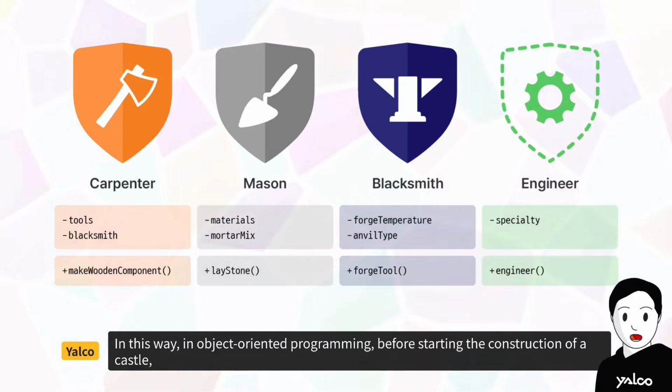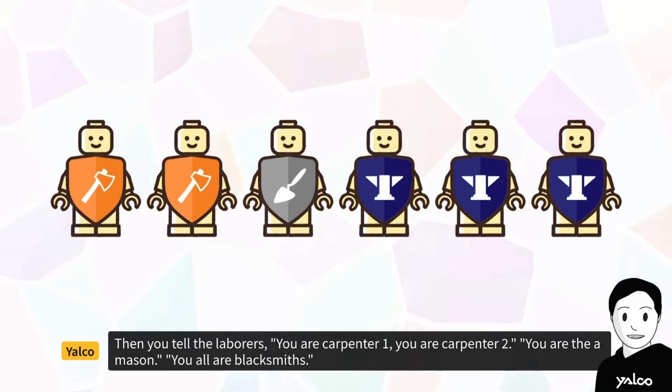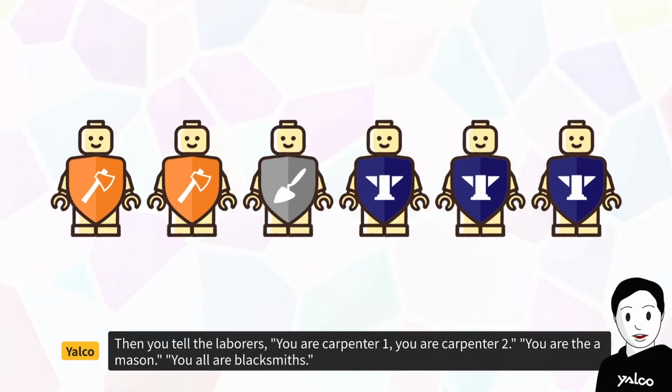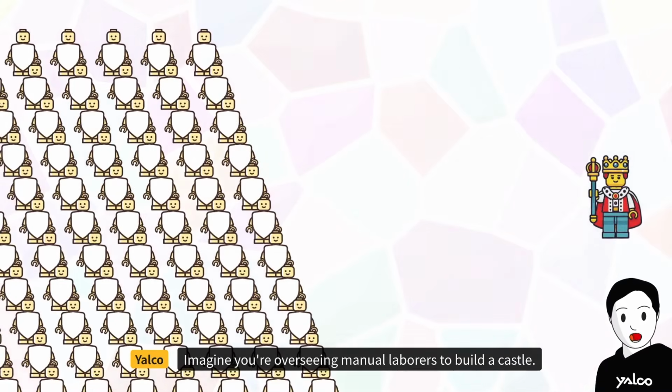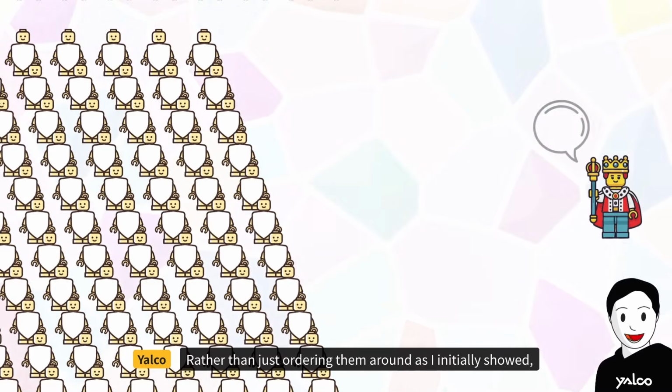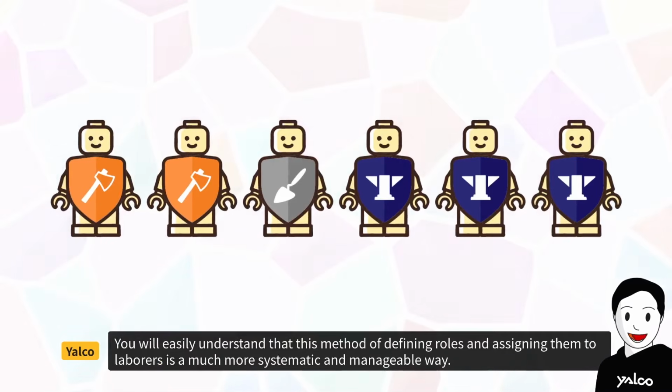In this way, in object-oriented programming, before starting the construction of a castle, these roles and their respective responsibilities are first designed and defined. Then you tell the laborers, you are carpenter 1, you are carpenter 2, you are the mason, you all are blacksmiths. Like this, after assigning everyone their roles, you make them work. Imagine you're overseeing manual laborers to build a castle. Rather than just ordering them around as I initially showed, you will easily understand that this method of defining roles and assigning them to laborers is a much more systematic and manageable way.